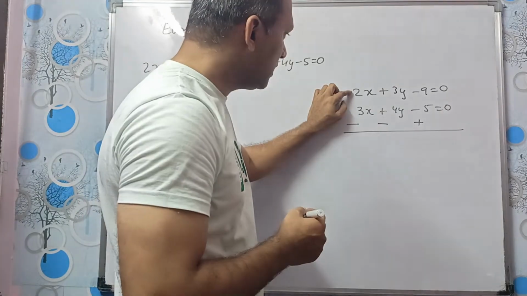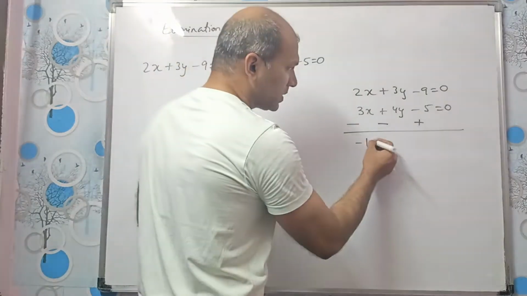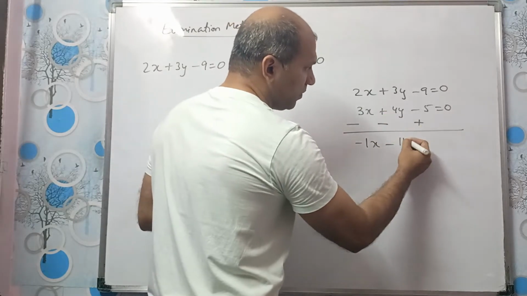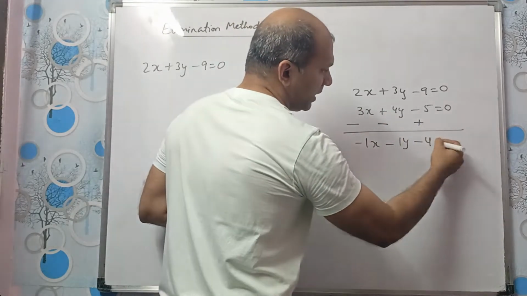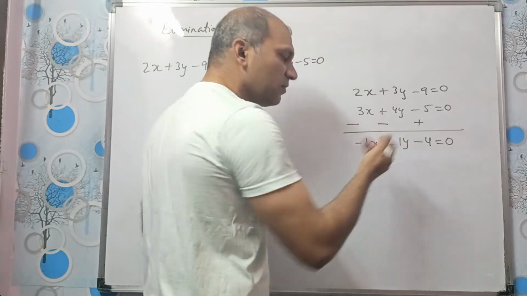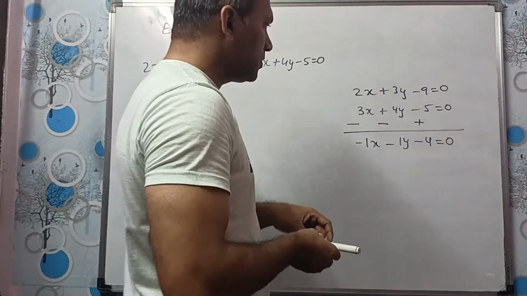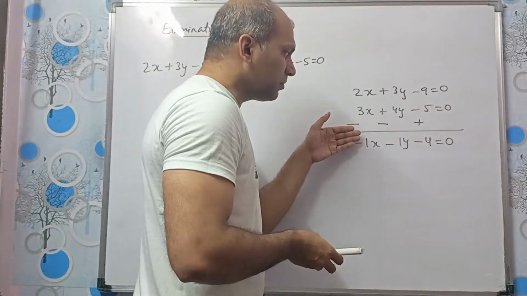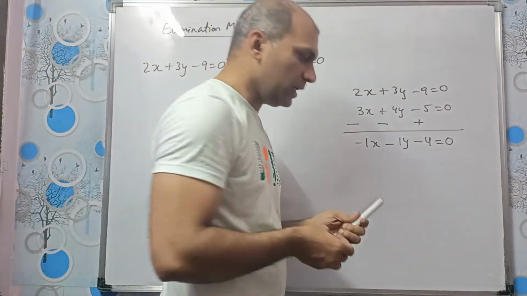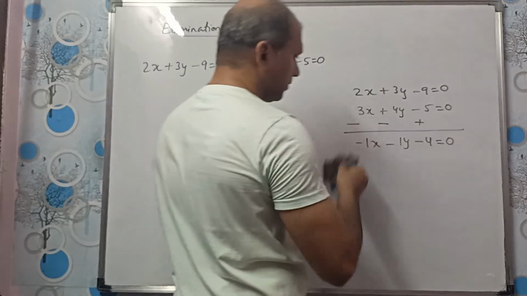Okay. Check here. 2 minus 3 minus 1x minus 1y minus 4 equal to 0. We still have x and y. Right? We still have x and y. So addition and subtraction here is not working. Right? So what should we do now?